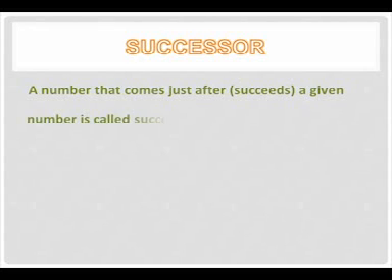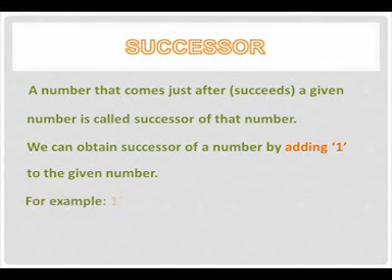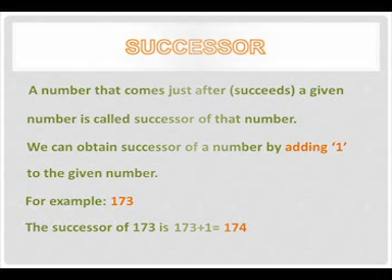Now we will understand what is successor. A number that comes just after a given number is called successor of that number. We can obtain successor of a number by adding 1 to the given number. For example, 173. The successor of 173 is 173 plus 1, which is equals to 174.